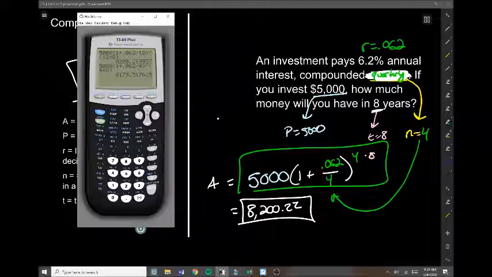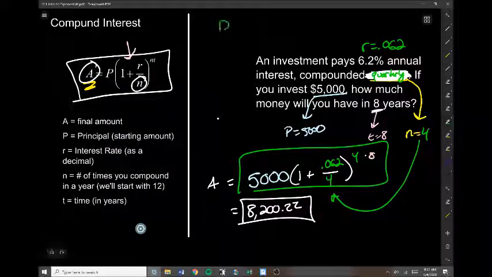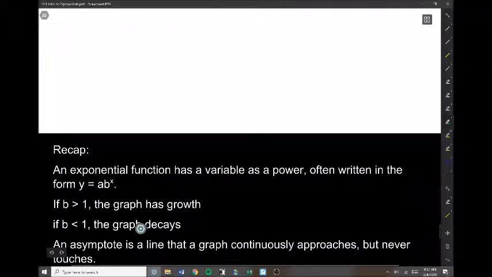Had it said semi-annually, the n value would be 2. Had it said daily, the n value would be 365. So the n value is just how many times that thing occurs in a year. Because there are 12 months in a year, n equals 12. Because there are 4 quarters in a year, n equals 4. That's the idea. All right, we did it.